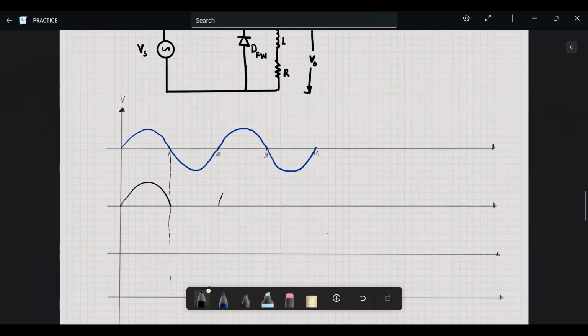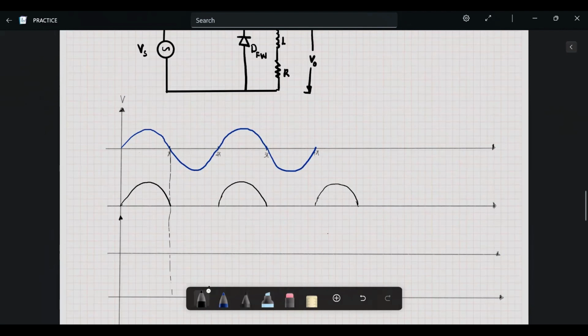So again, leaving this one just be like that, okay? And then after here again, if this continued, you're going to have the same behavior, right? So on and so forth, isn't it? Now I think I need to include the current here. So I'll show you the behavior of the current, right?